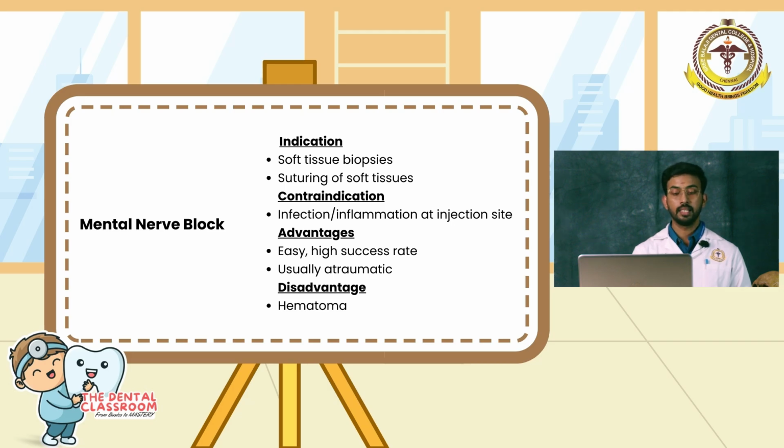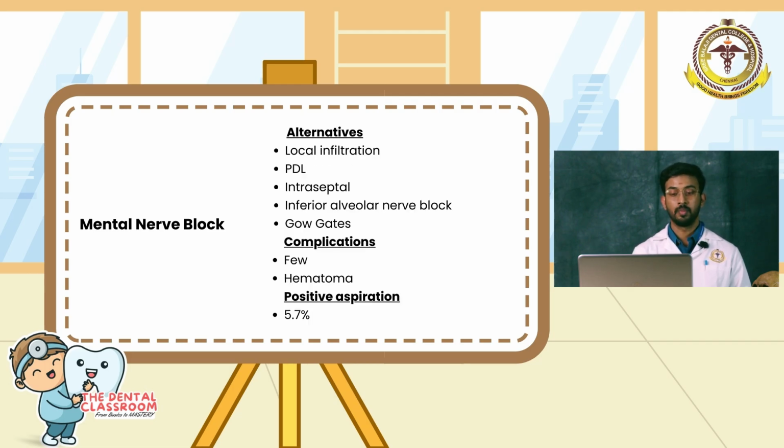The advantage is that it is easier, has a higher success rate, and is usually atraumatic. The disadvantage is the rare presentation of hematoma. Alternatives for this technique include local infiltration, periodontal ligament injection, intraseptal injection, and the Gow-Gates inferior alveolar nerve block technique. The positive aspiration rate for this technique is 5.7%.